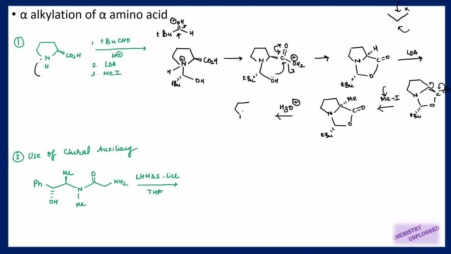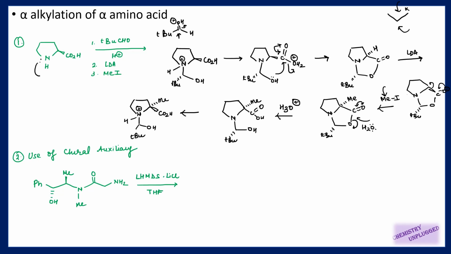Next, if we are doing its acidic hydrolysis, this water will attack on this carbon, this bond will shift here, and when it comes back, this ring will break, right? And this O will take a proton from this acidic water and it will form OH. Next, a proton will attack on this nitrogen, and finally this bond will break and we will have this one as the final product. So ultimately what we have done is we have attached this methyl group on this carbon. This is alpha alkylation of an alpha amino acid, right?